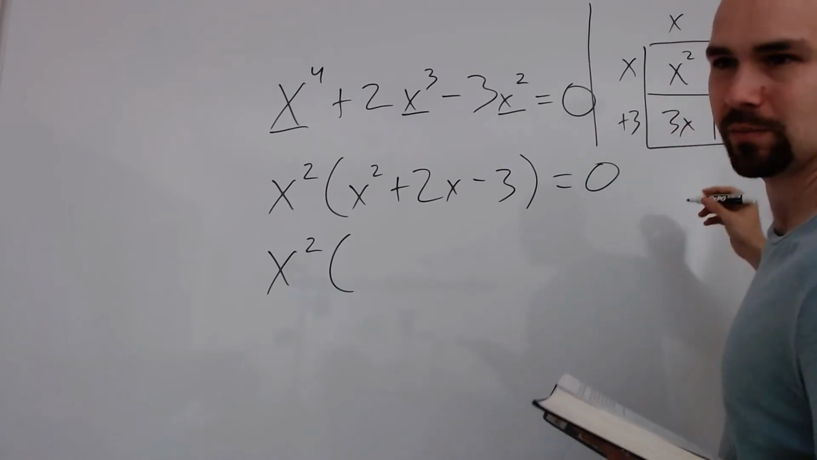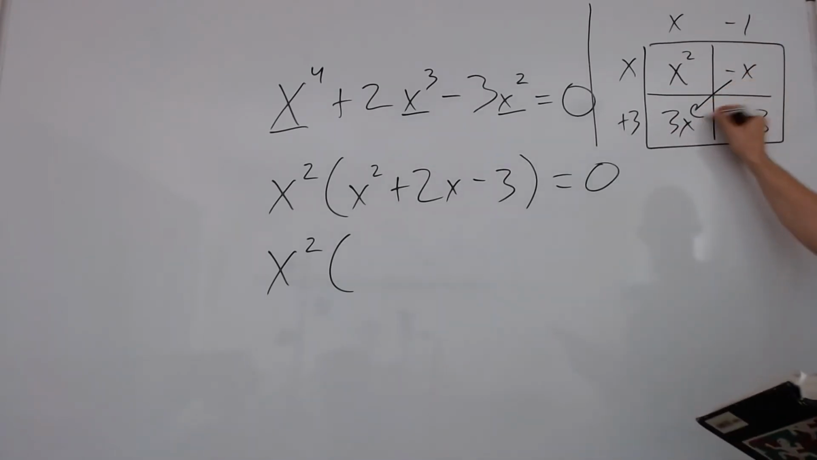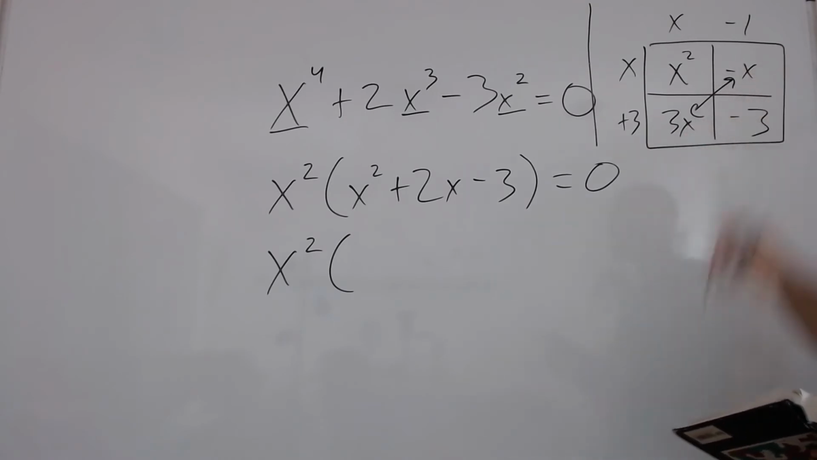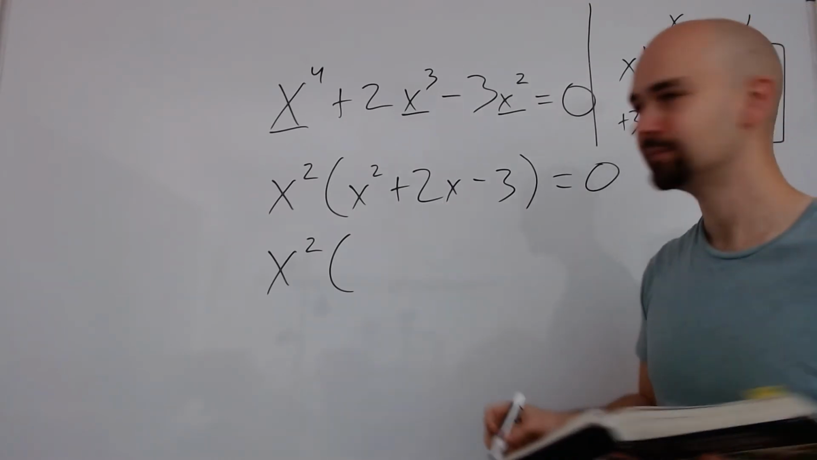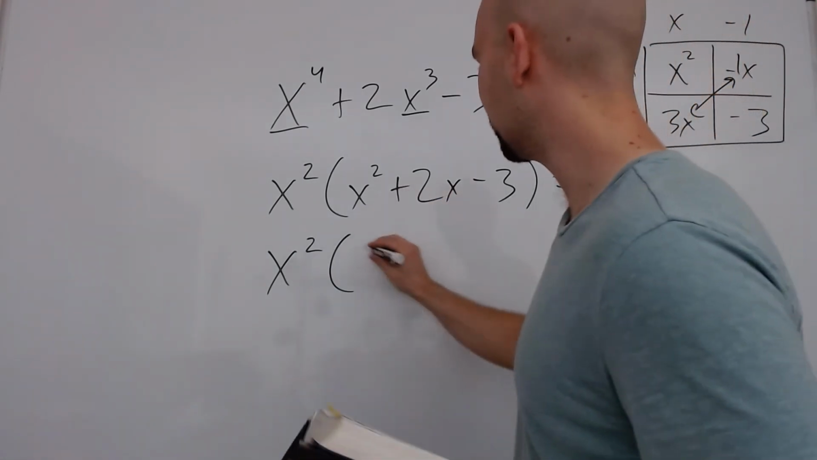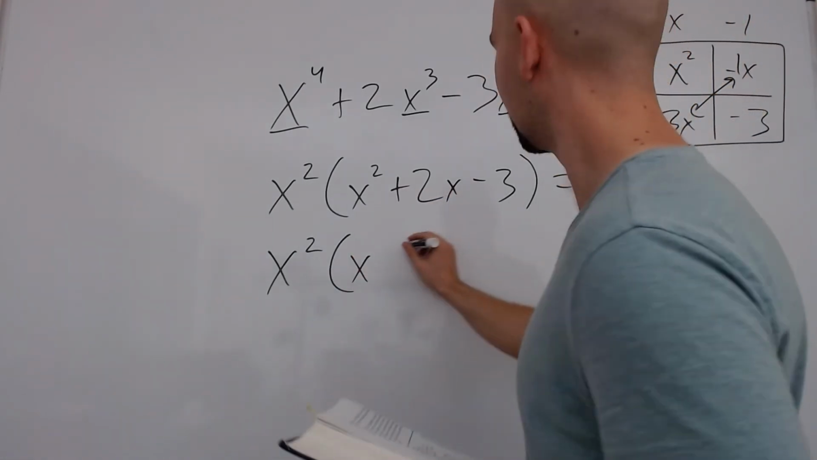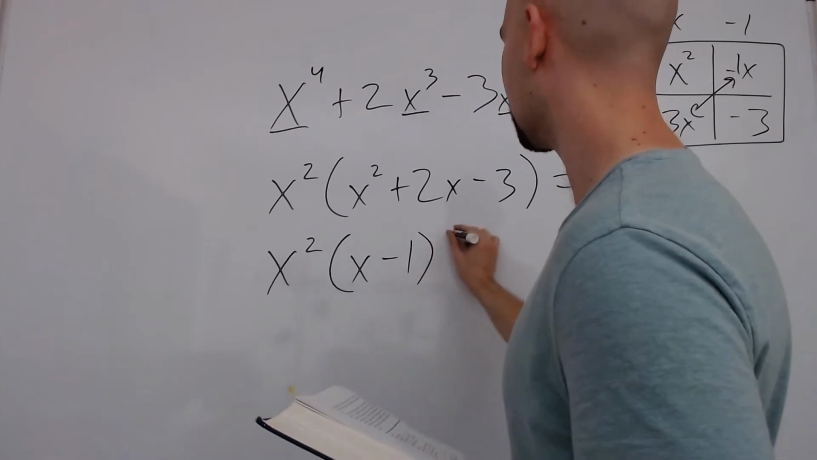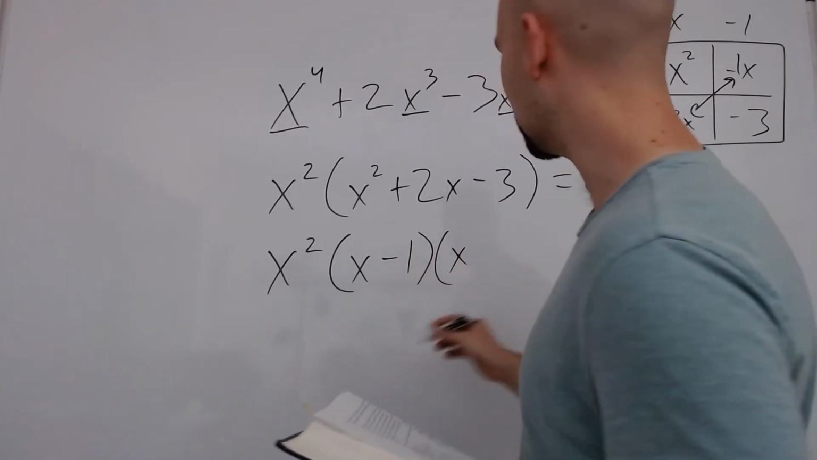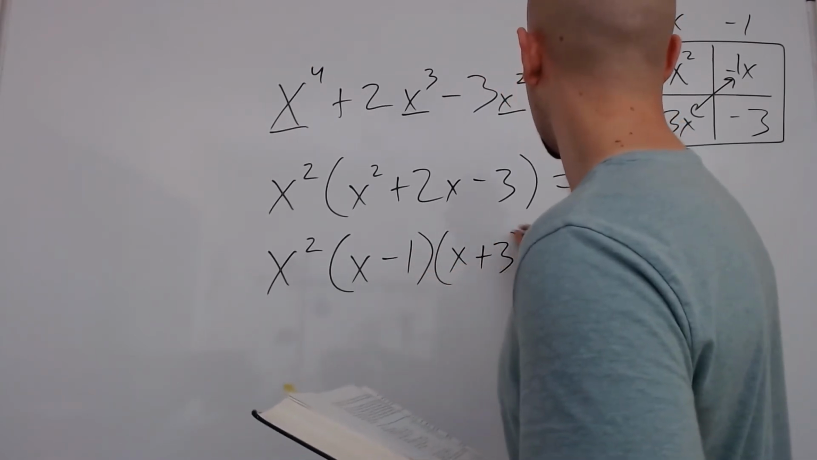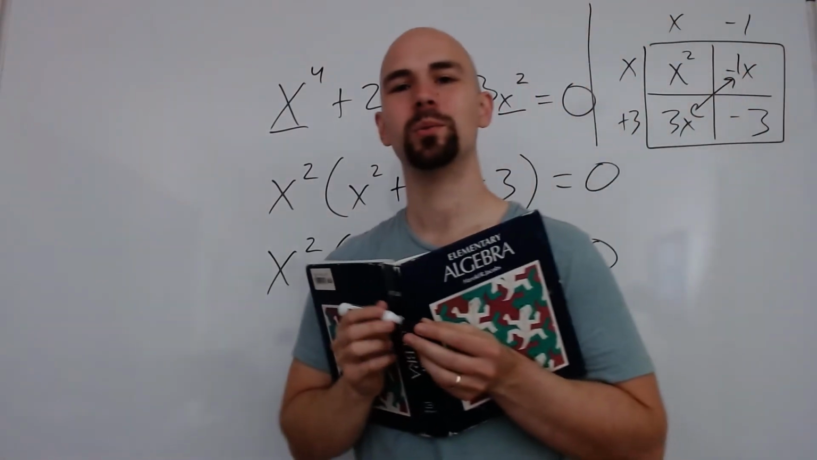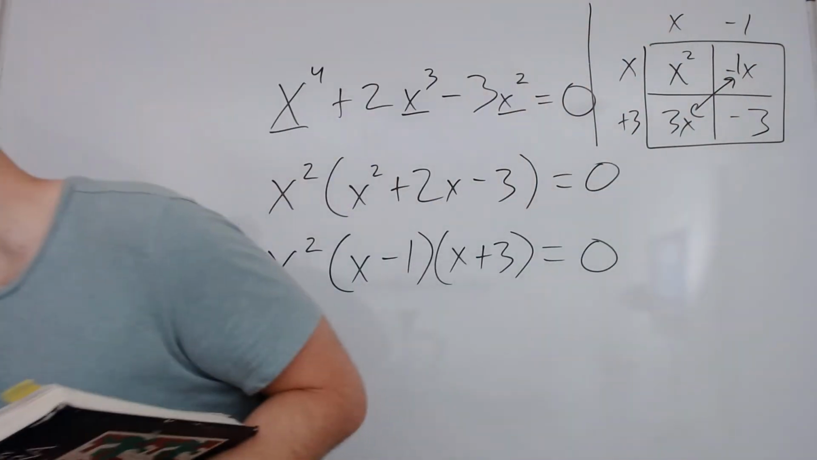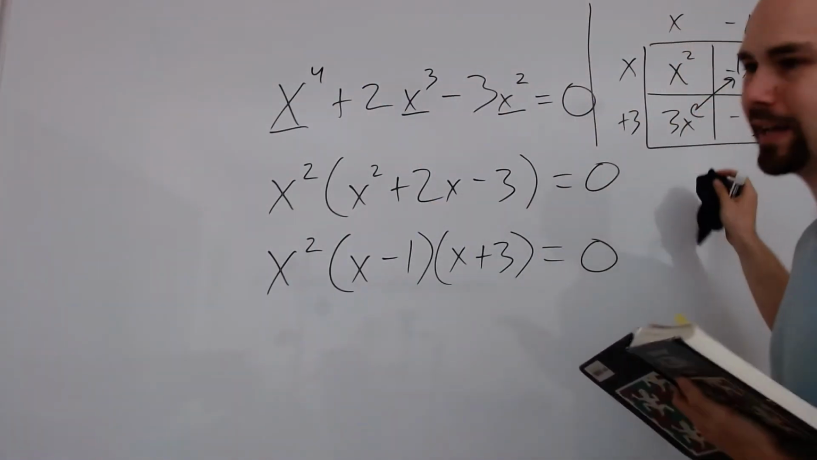Do we have any like terms? Yes, we do. 3x minus 1x is, in fact, 2x. So I can take this trinomial and factor it into x minus 1 times x plus 3, order doesn't matter, according to the commutative property of multiplication. All right, so I am set up to see more than 2 answers for this.